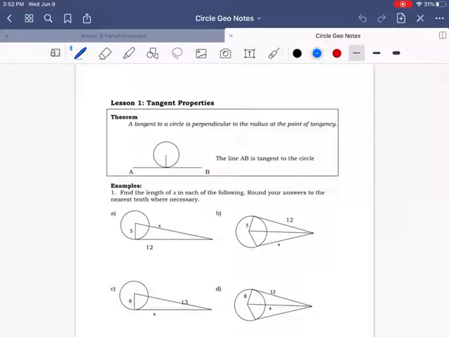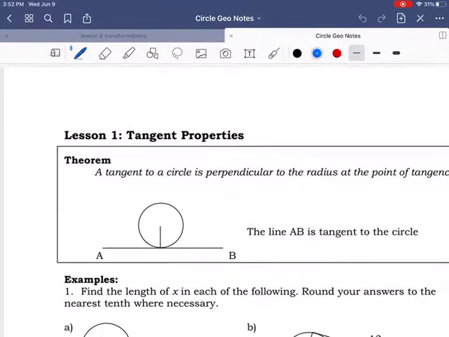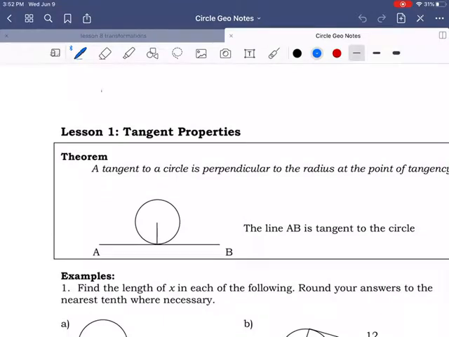Lesson 1, tangent properties. Before we get going, there's two things I just want to review. In a full circle, there's 360 degrees. So if there's 360 degrees in a circle, that means in a half circle or in a straight line, there's 180 degrees. Okay, that's an important thing that we're going to use in a little bit here.